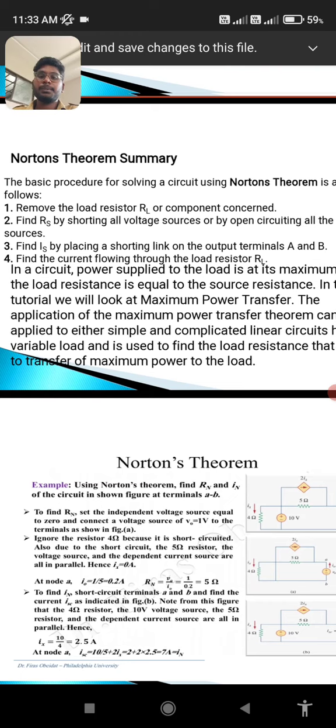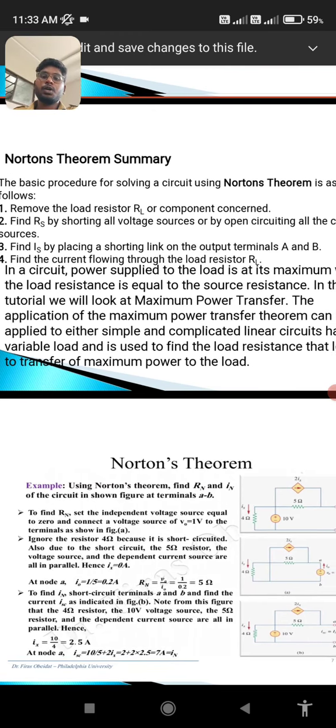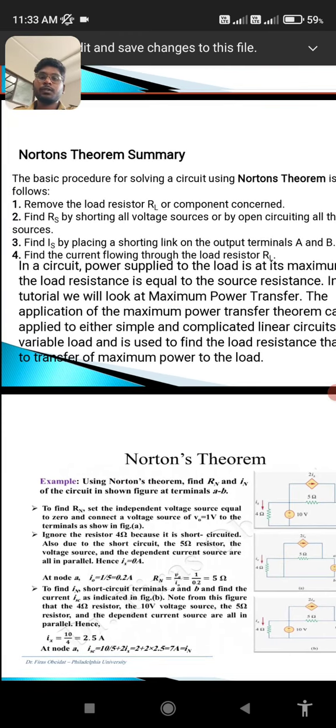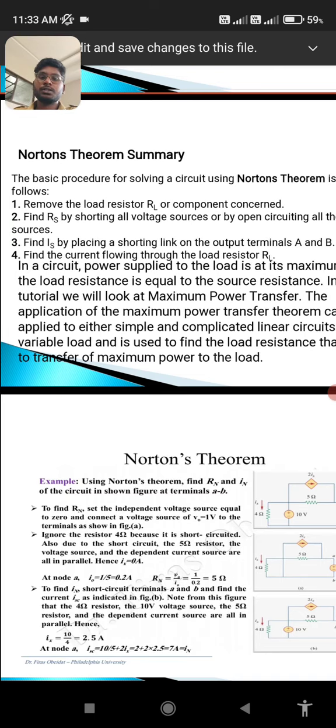Find IS by placing a shorting link on the output terminals A and B. Find the current flowing through the load resistor RL.